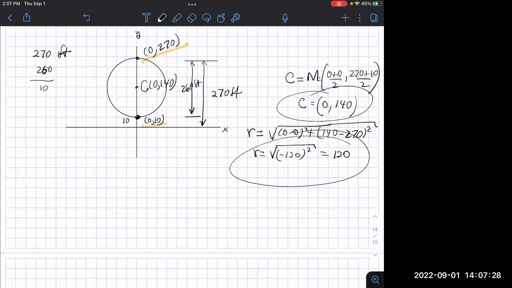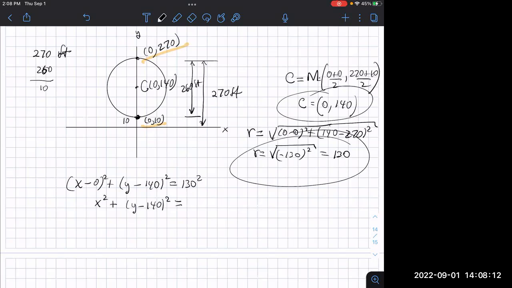Now find the equation. The equation would be (x minus 0) squared plus (y minus 140) squared equals 130 squared, and then just simplify it. I think the question doesn't say standard form, so we can just leave it.